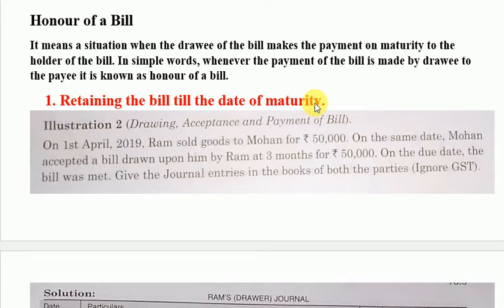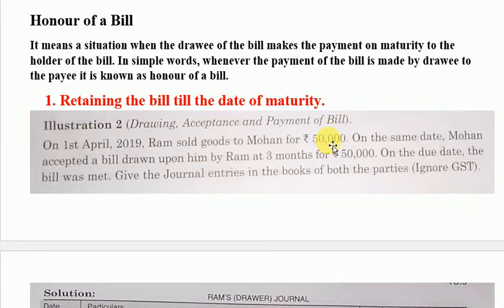This illustration says on 1st April 2019, Ram sold goods to Mohan for rupees 50,000. On the same date, Mohan accepted a bill drawn upon him by Ram at 3 months for rupees 50,000. On the due date, the bill was met. Give the journal entries in the books of both the parties. So children, first of all, you should understand the question very properly. Let us see the first line once again. Ram sold goods to Mohan for rupees 50,000.